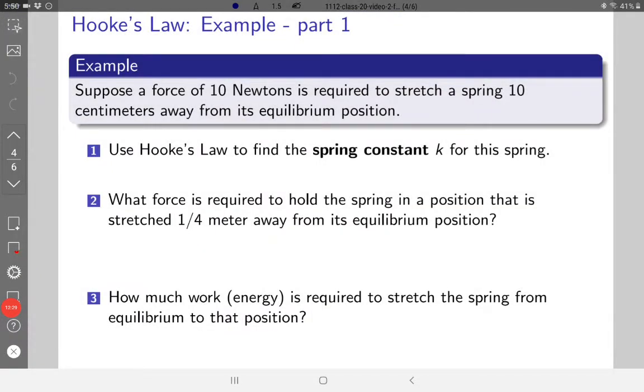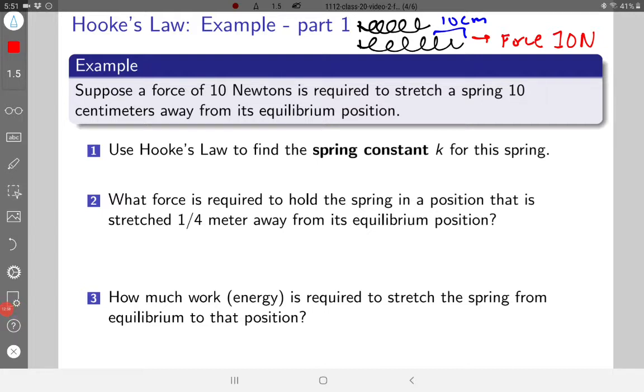Now here's an example of the type of problem that we might deal with in our class. Let's say I have a spring and I have a force measurement device that allows me to stretch the spring a certain amount. It'll tell me how much force I'm applying to hold it at that stretched position, and I can use a ruler to measure how much it has been stretched, and I can use all that to come up with the k constant for the spring.